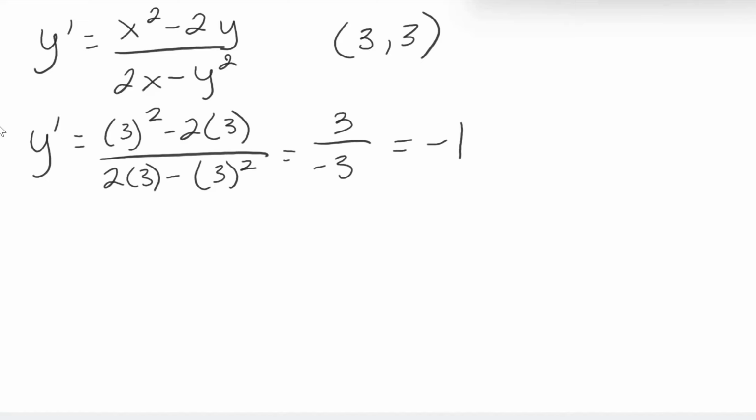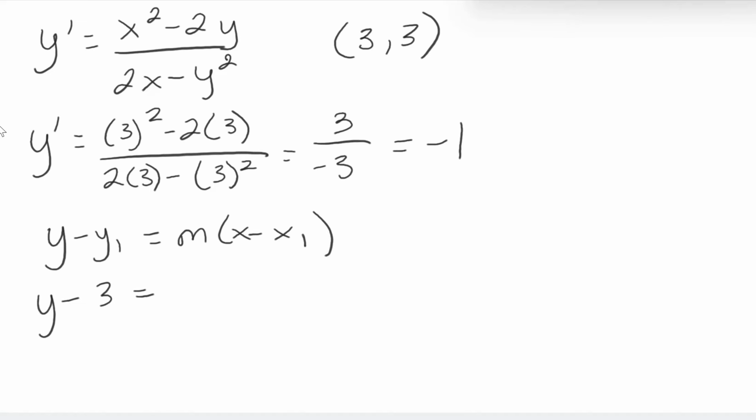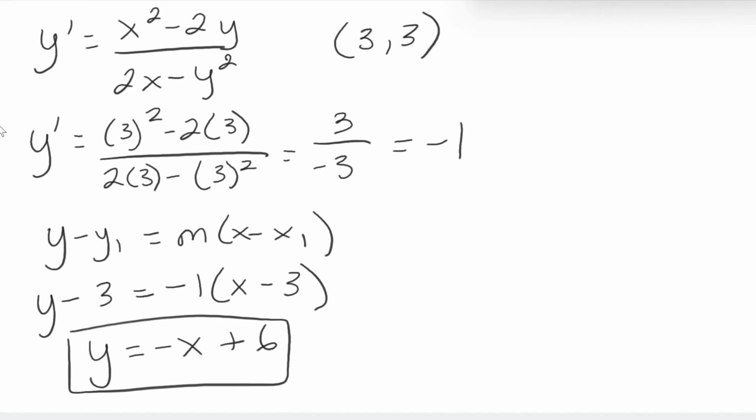Now we can use the point slope equation. So we got y minus 3 equals negative 1 times x minus 3. So y equals negative x plus 6. So there's our tangent line.